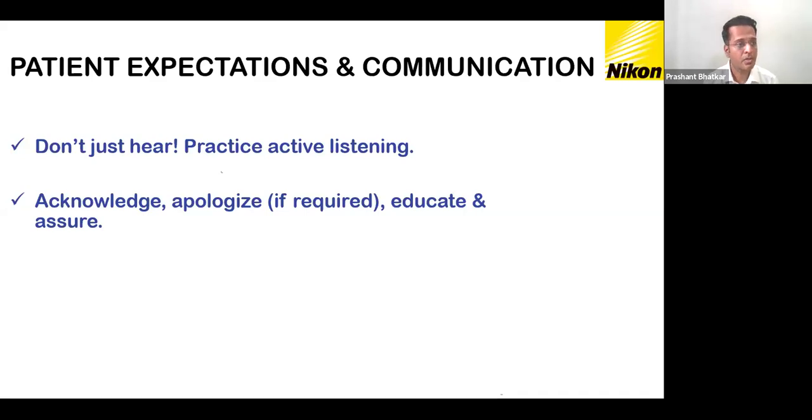And then educate the patient. Sometimes you also have to educate. Sometimes the problem is nothing. You just have to tell the patient that this is what progressive addition means, this is how it is to be used, and there are limitations to it.